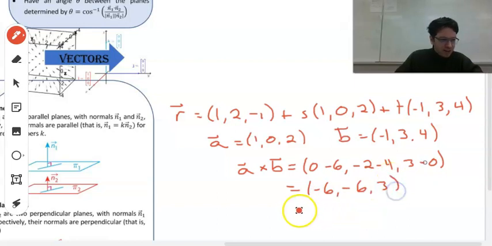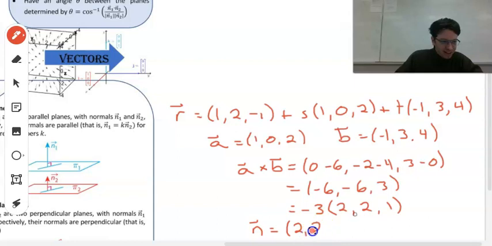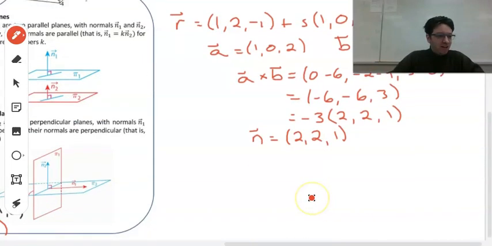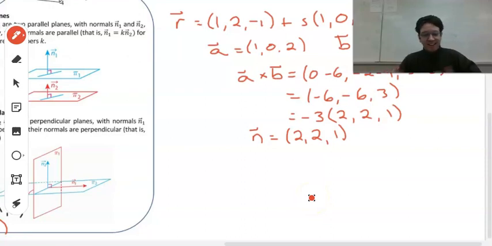And what we can do there, kind of like how we put a fraction into simplest form, we can pull out a scalar multiple and write this as 2, 2, 1. Therefore, our normal vector to this plane is 2, 2, 1. And again, you don't have to pull out the negative 3. It's like a fraction. 2 over 4 is the same as 1 over 2. The answer is going to be right either way. It just looks nicer.